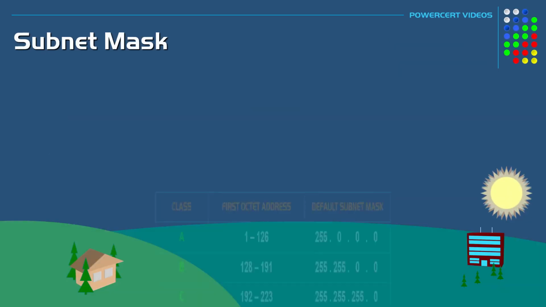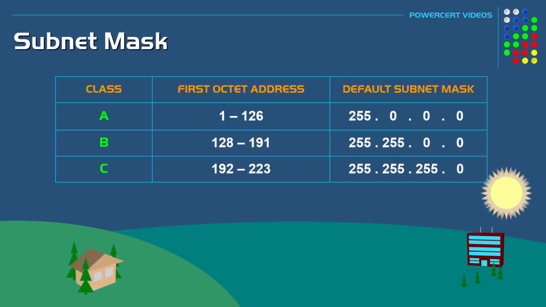Now, IP addresses and subnet masks come in 5 different classes, which are classes A through E. However, 3 of these classes are for commercial use. So here is a chart of the IP addresses and default subnet masks, which are class A, B, and C. And you can tell by the number in the first octet of the IP address and by the default subnet mask which class they belong to.